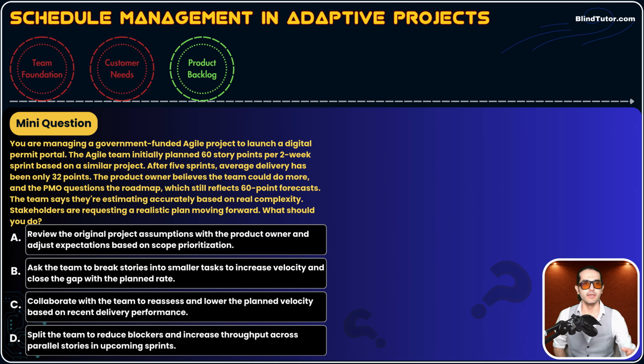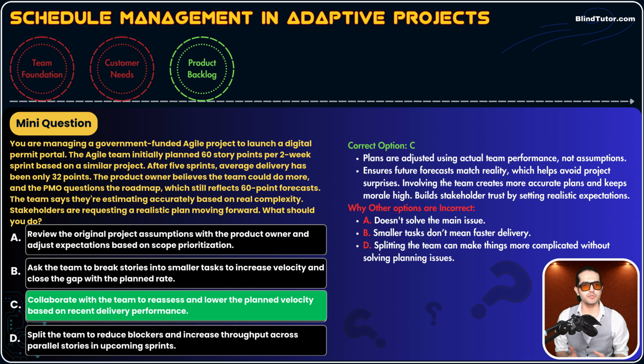Now you should do something. What is the question exactly asking? The question is, as stakeholders are requesting a realistic plan moving forward, what should you do? Guys, you need to come up with a roadmap with the actual velocity. This is the thing. And option C gives us this solution. Option C has one strong positive word: collaborate. Collaborate with the team to reassess and lower the planned velocity based on recent delivery performance.